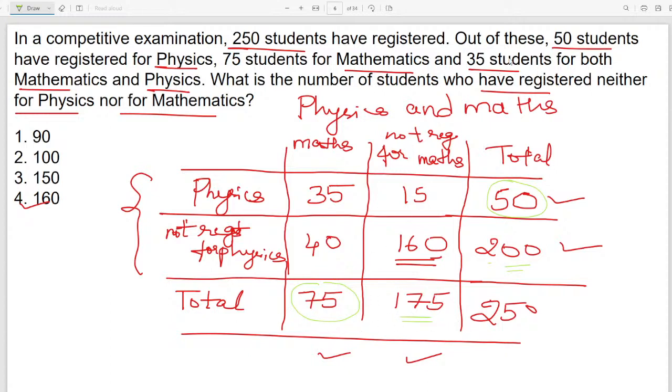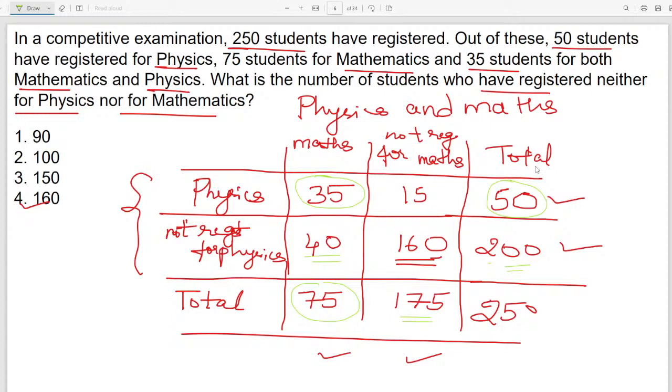And then they have said 35 students have registered for both mathematics and physics. So in this case, which cell is the overlap of maths and physics? This cell. 35 people have registered for both maths and physics. So I write 35 here. And in this chart, each column would add to the total and each row would add to the total. So in maths, I have written 35, the total is 75 and the difference would be 40. So 40 people would not have registered for physics.